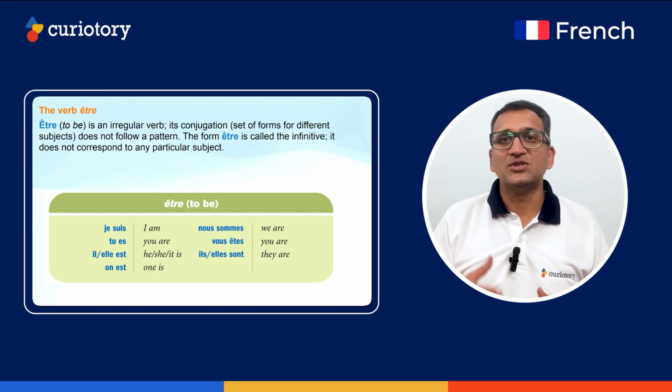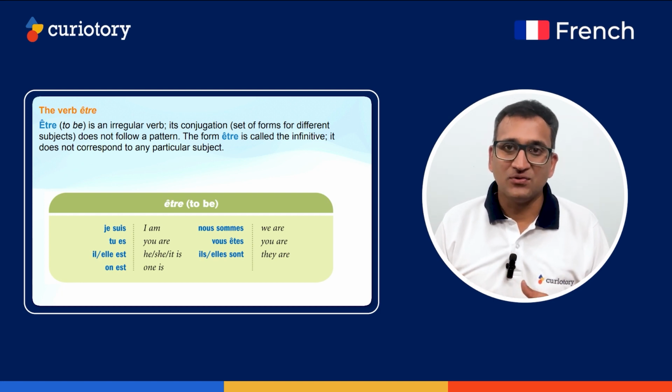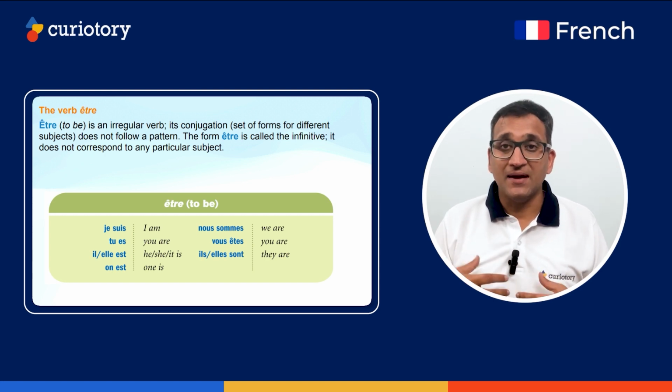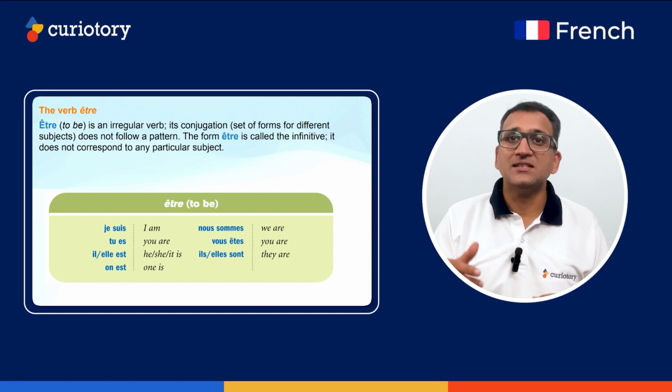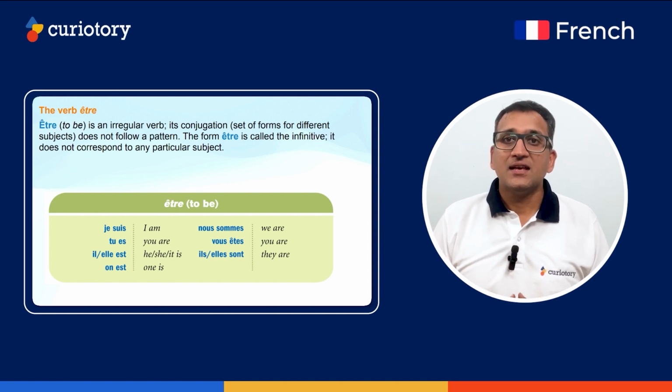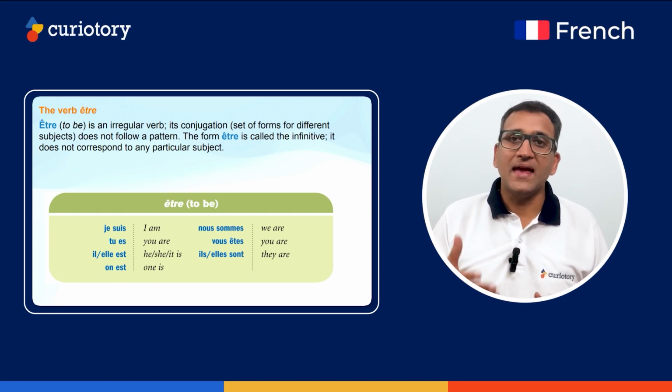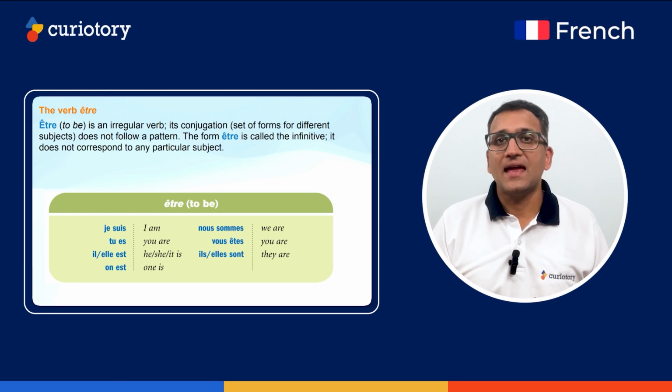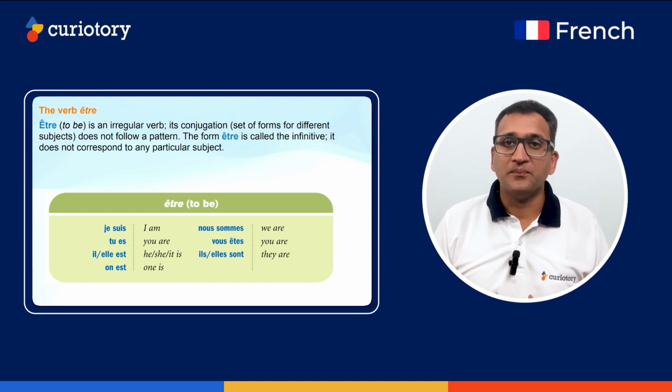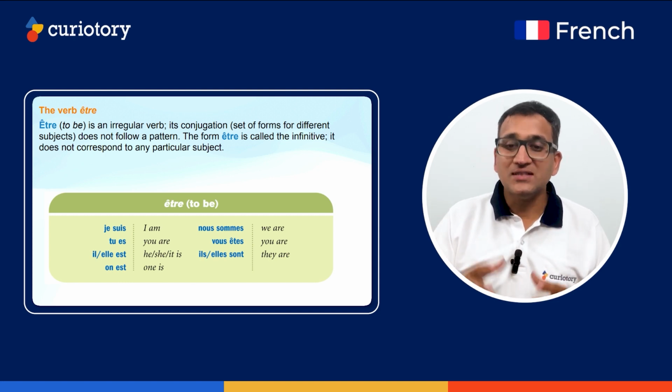With tu, it is tu es, which means you are. The es is pronounced as è. So tu es. Il est, he is. Elle est, she is. Nous sommes, vous êtes, ils sont, elles sont. So this is how it goes.